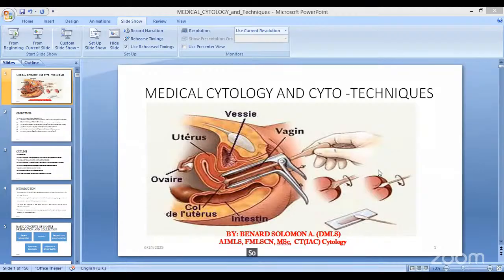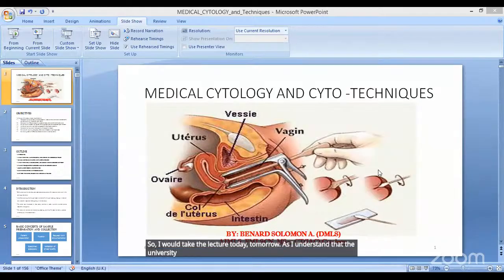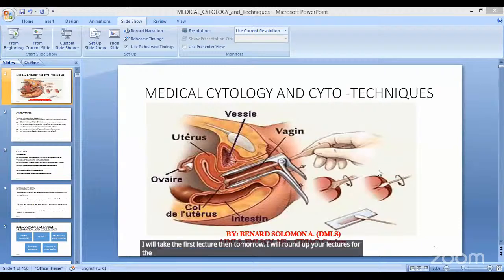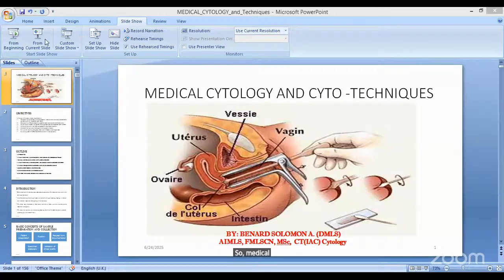So I will take the lecture today, and tomorrow, as I understand that the university wants our lectures to end this week. So for today, I will take the first lecture, then tomorrow I will round up your lectures for the semester. So, medical cytology and cytotechnics.